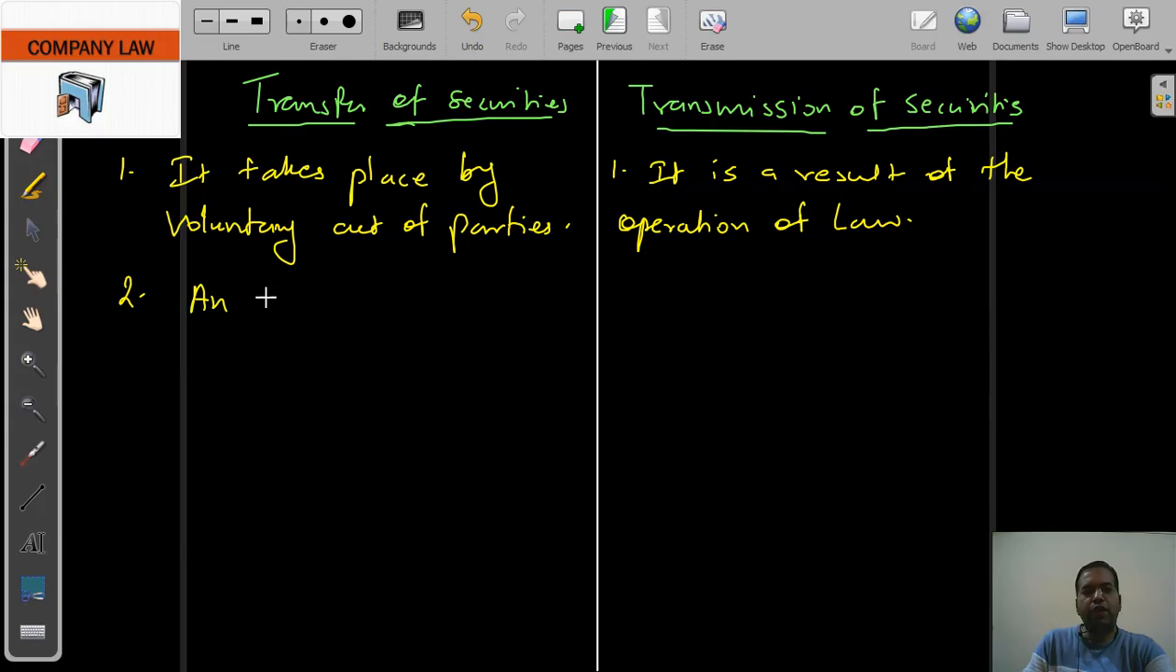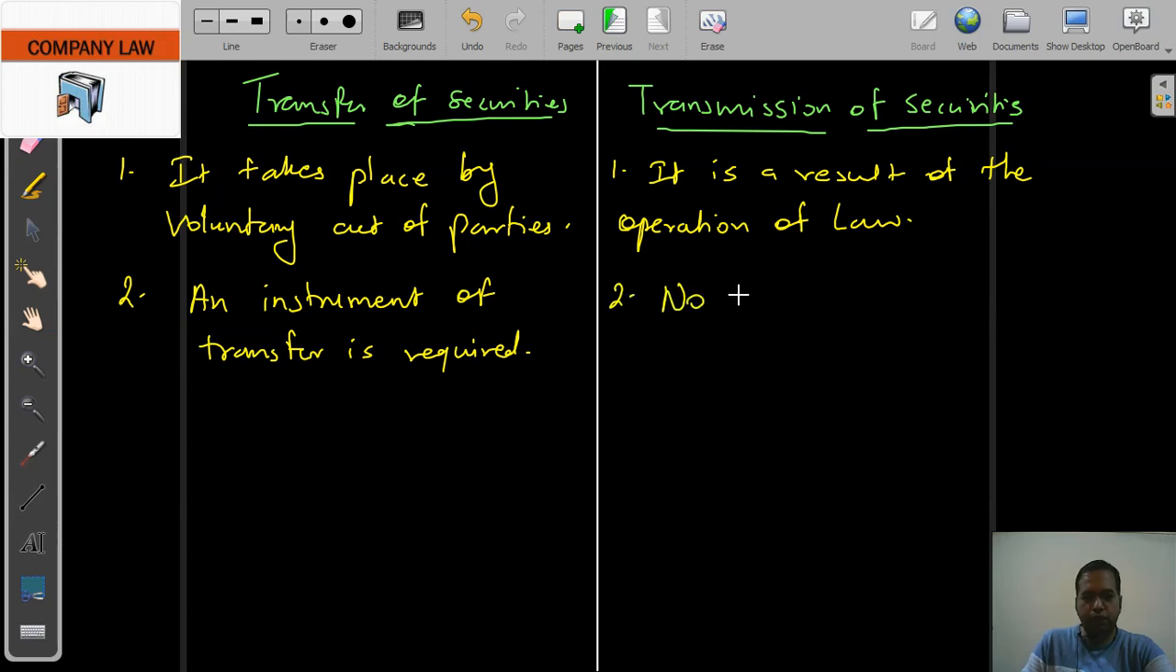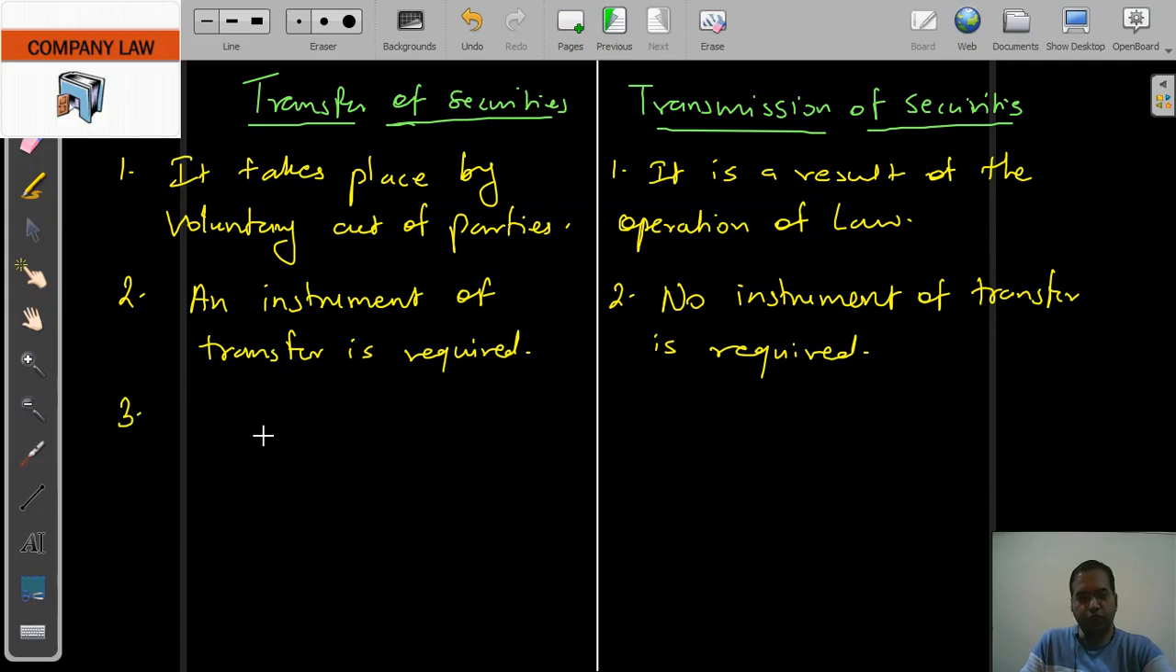An instrument of transfer is required. But here, is there any instrument required? No. No instrument of transfer is required. Okay. So as we already studied, you require the form SH4, but here there is no such procedure.